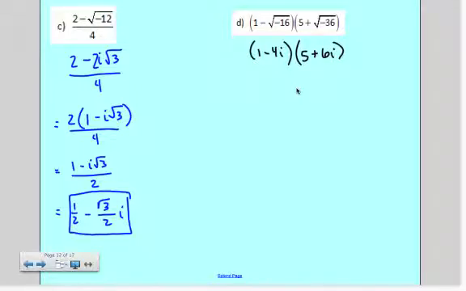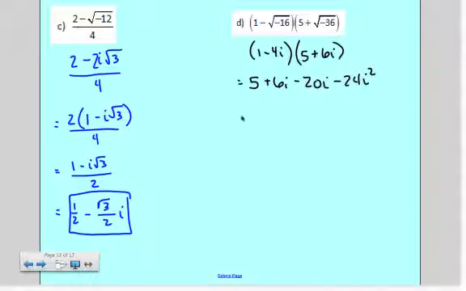Now we're ready to plain old FOIL, and this is old material now. So here we go. First is 5. Outer is plus 6i. Inner is minus 20i. And last is minus 24i squared. Again, don't ever shortcut that step. You'll get lost and make a mistake. So let's just take the time to write the extra step.